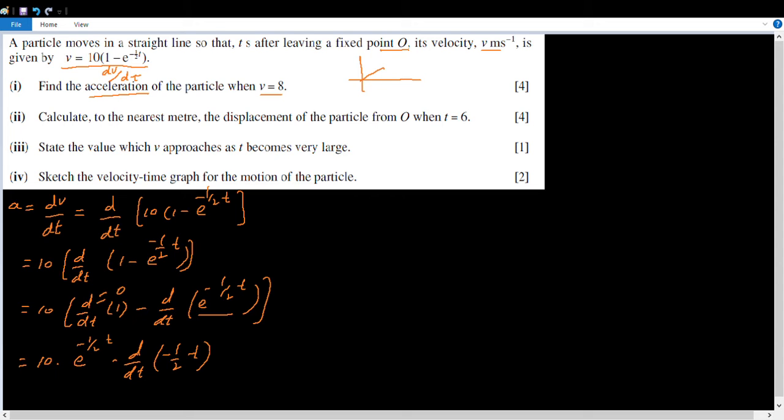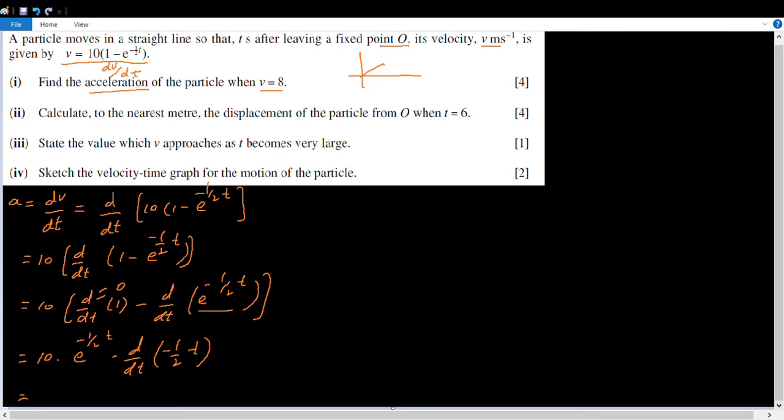So when you take the derivative of the exponent, you will get minus 1 over 2, and that 1 over 2 will cancel this term, and it will turn to minus 5 e power minus 1 over 2t. This minus will go outside. This is the expression for acceleration.